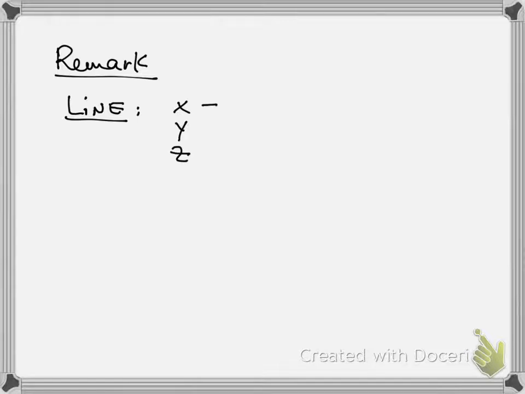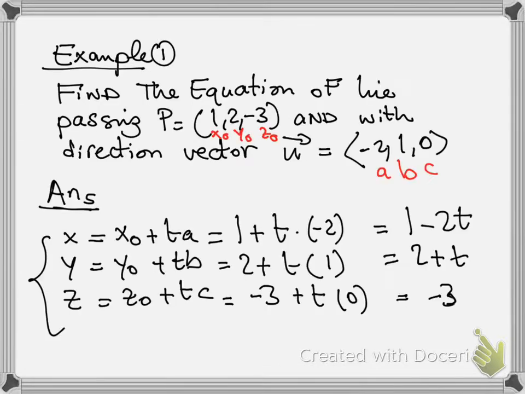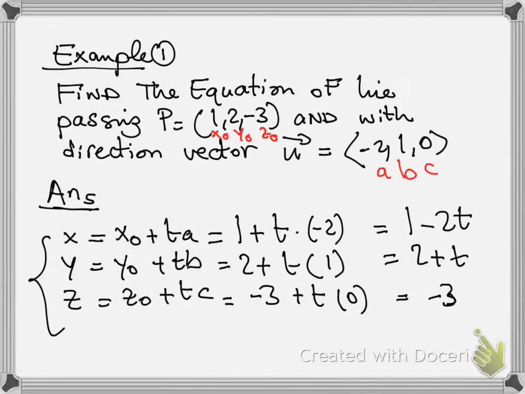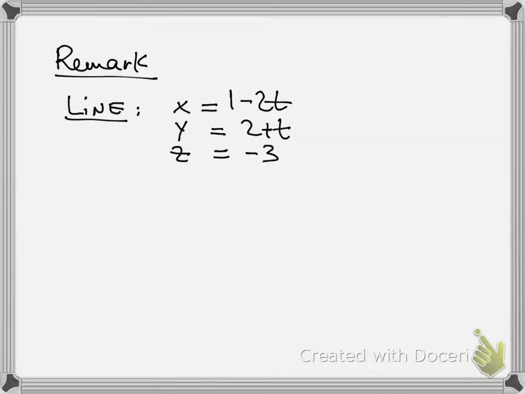Okay. So let me just remark something here. So here's my line. We said x is 1 minus 2t, y is 2 plus t, and z is negative 3. So you see, guys, if you want to draw this graph, this line here, let's try to draw this line.